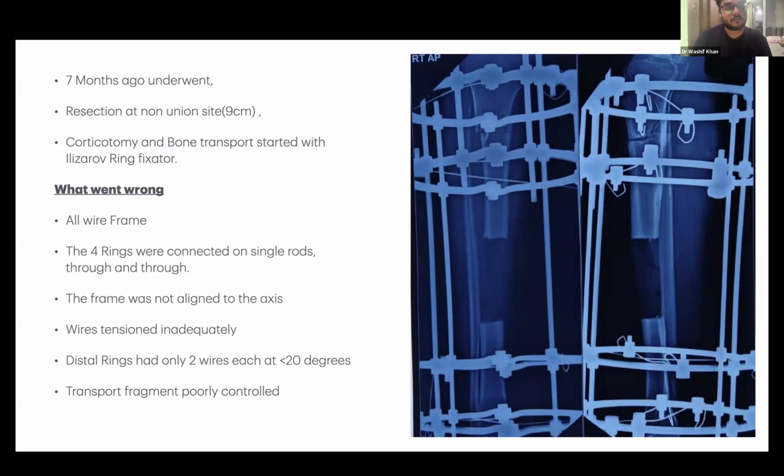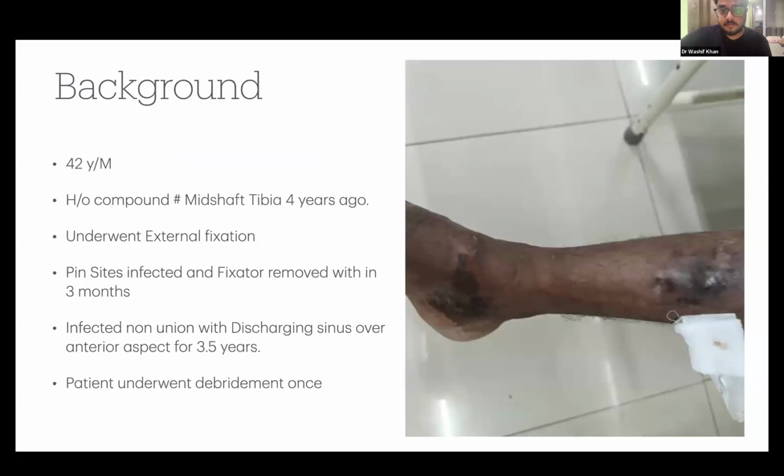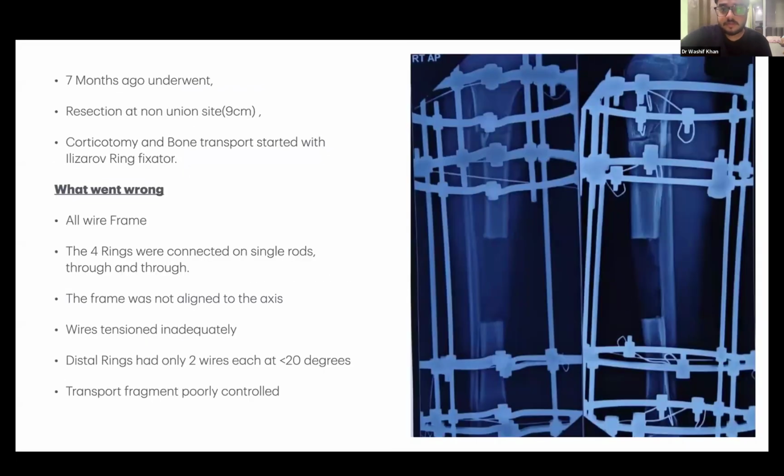So, as the presentation says, what all was wrong with the original frame? Do you have any X-ray prior to this frame? No, sir. Sadly, I don't. I'm sorry. Okay. This is the post-op day 1 X-ray after the original surgeon had applied the frame.